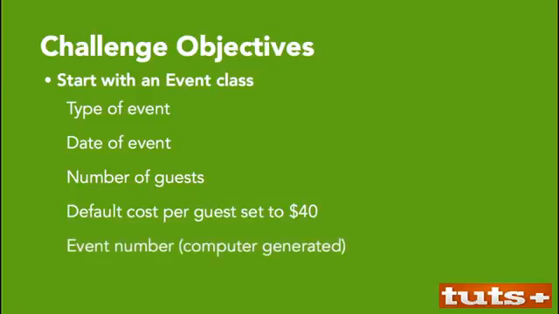This number will start with the first letter of the event. So for example, if it was a wedding, it would start with W. Define a static variable for the next number. That way, it'll automatically add 1 to our number regardless of whether the new event is a wedding or a birthday or a shower.